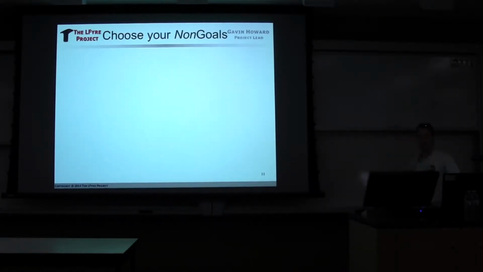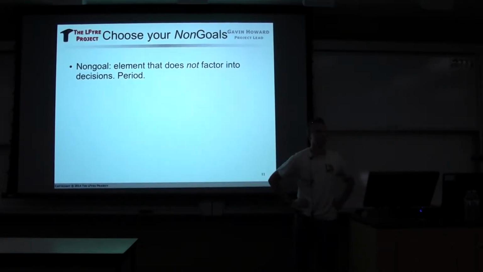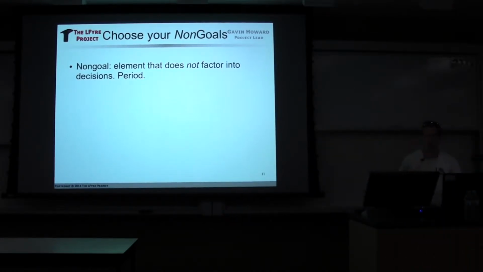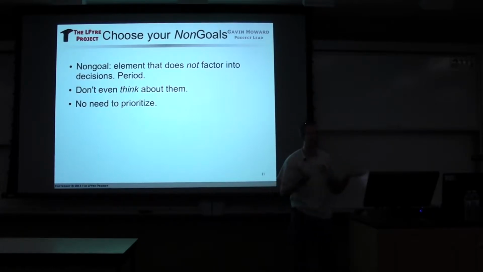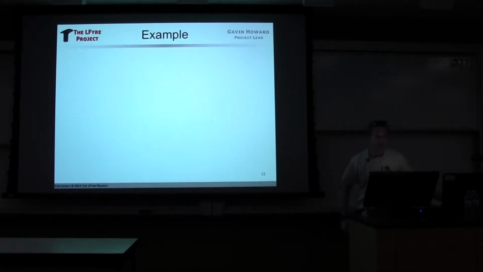Second, choose your non-goals. Okay? Non-goal, element that does not factor into a decision at all. Like, there's nothing there. Like, it doesn't even come into your brain. What this also means is you don't need to prioritize those non-goals because, well, they don't have a priority over each other. They all have a priority of 0. So don't worry about prioritizing them. LFyre's non-goals.